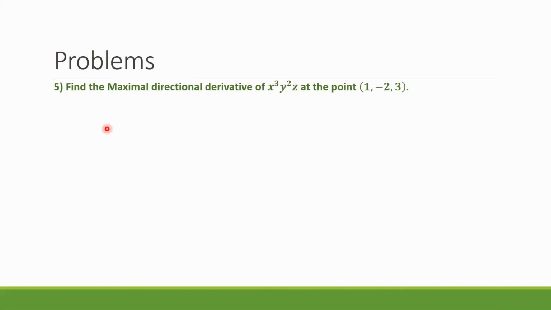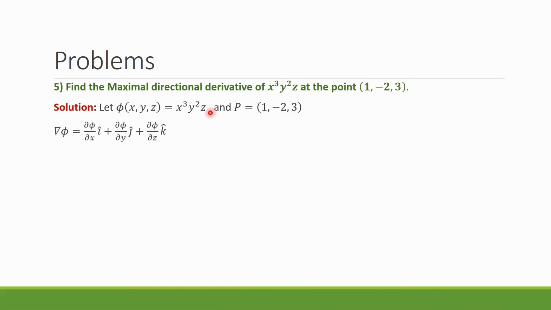The next problem is we need to find the maximal directional derivative of x cube y square z at the point 1, minus 2, 3. Let us name the given surface as phi is equal to x cube y square z, and p is equal to 1, minus 2, 3. Now we need to find the maximal directional derivative of phi. So we need to find del phi, that is dou phi by dou x into i plus dou phi by dou y into j plus dou phi by dou z into k.